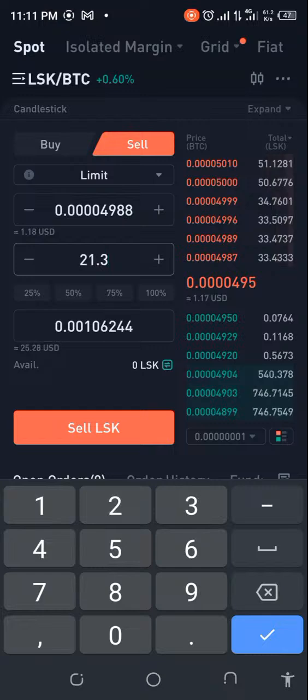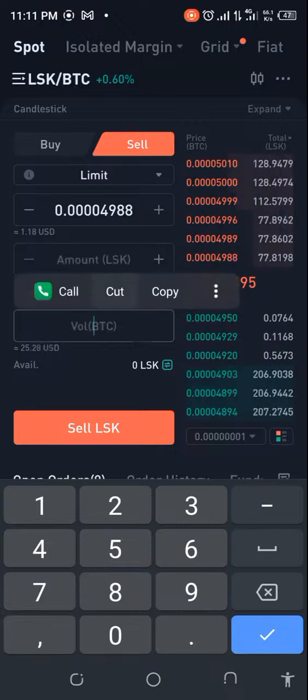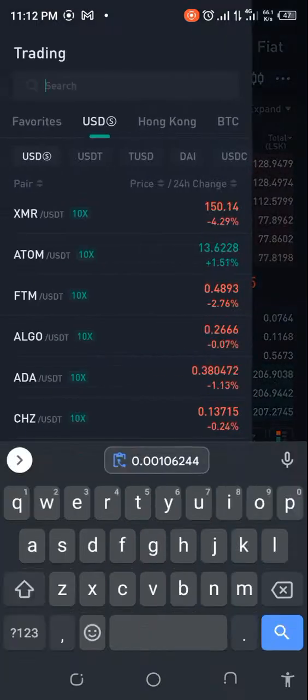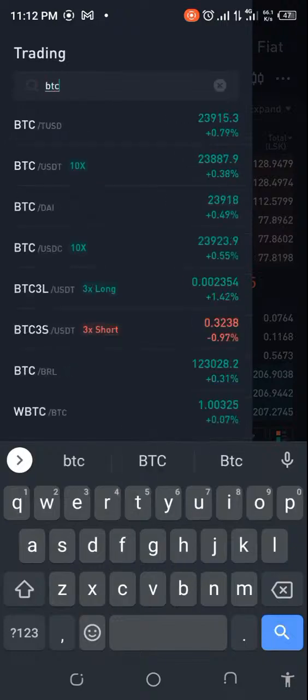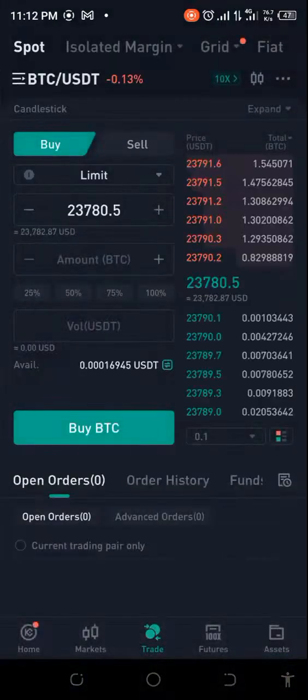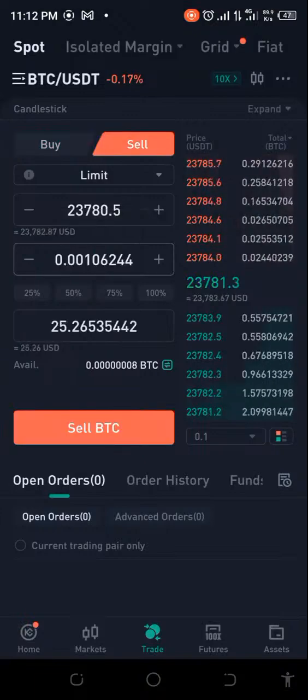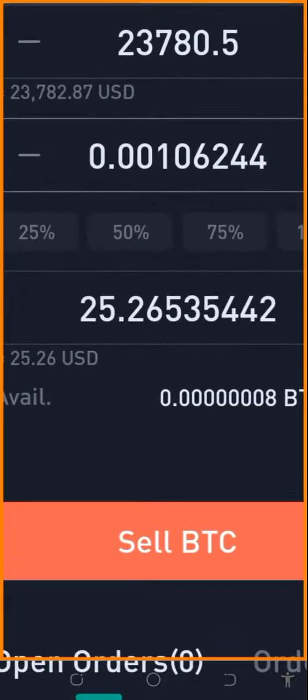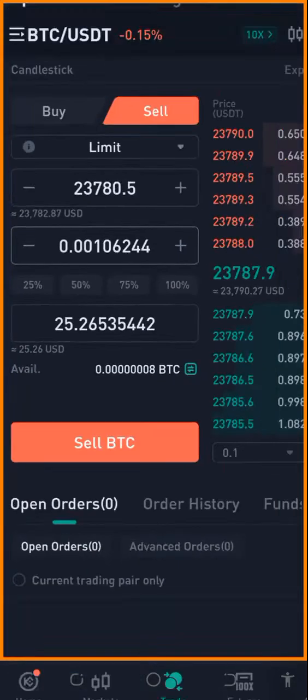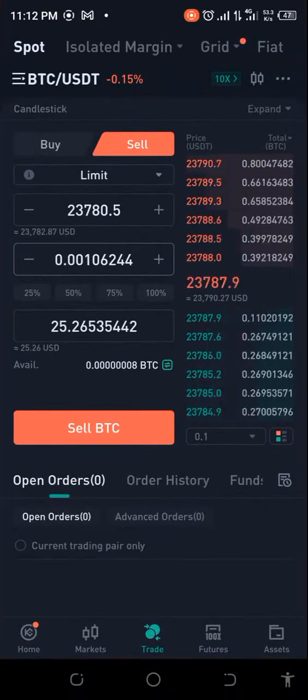Now, would I make a profit? It's very possible, because if I copy this, don't forget there will also be transfer fees. If I cut that and I go to BTC/USDT, and I try to sell it off, you can see that right here it will be 25.26. But don't forget, I'm still going to send this back. I'm going to transfer this to TRX and send it back. So all of these things eat into the profits.